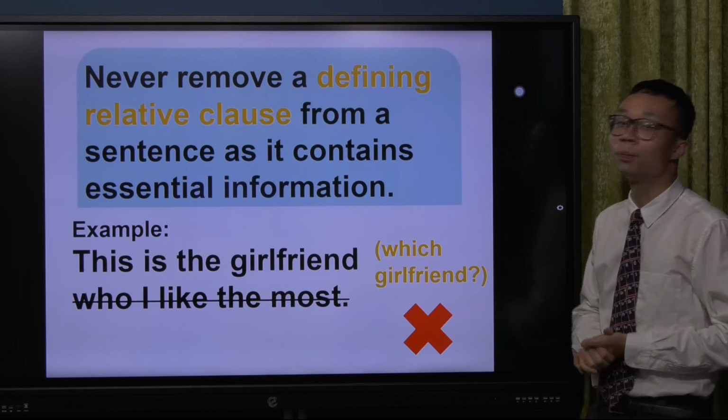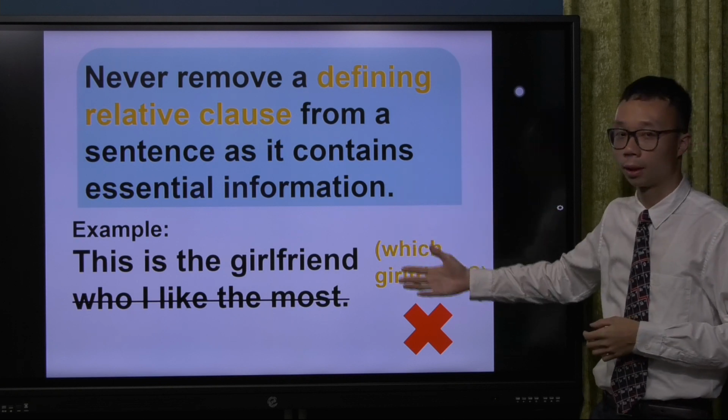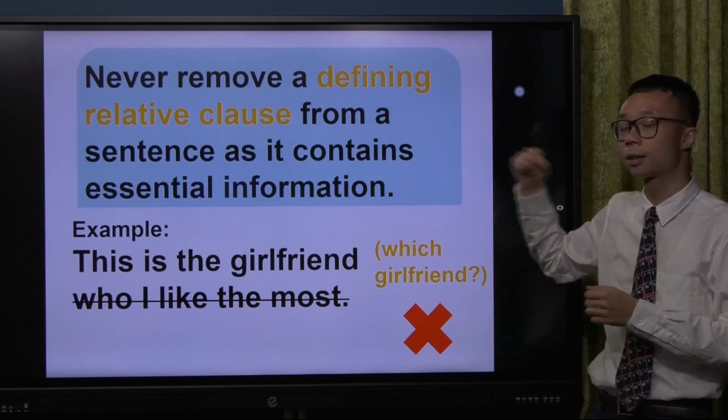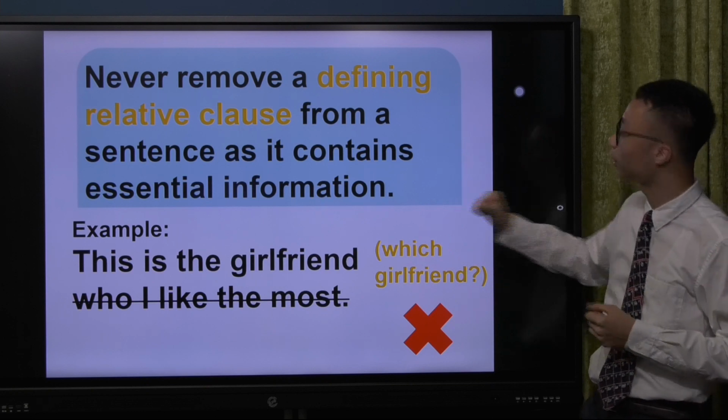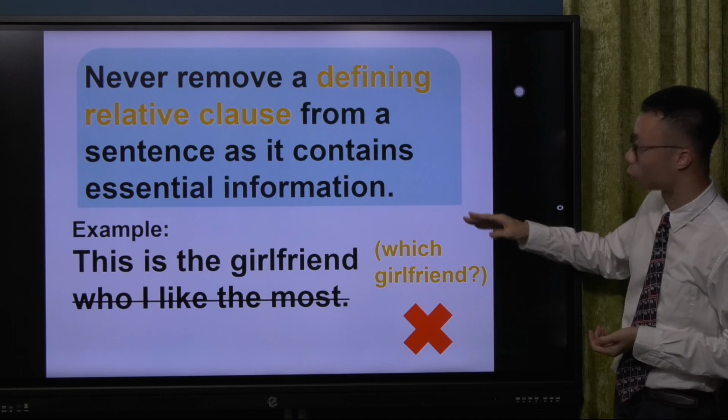So then if I show you a picture, oh, this is the girlfriend I like the most, who I like the most. That means that this is the one, the only one that I really like. So that removes the confusion.